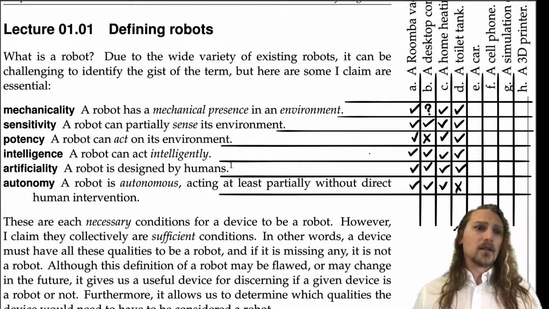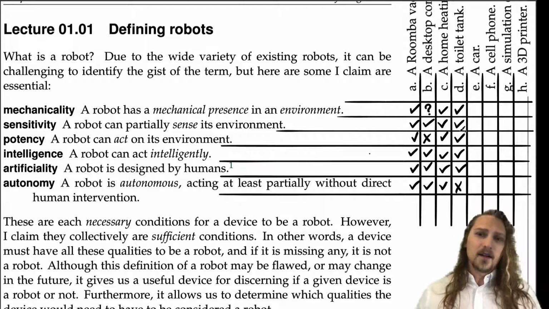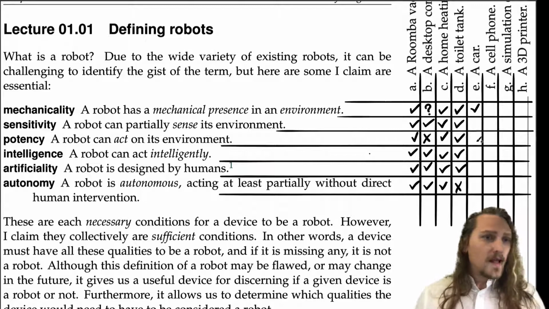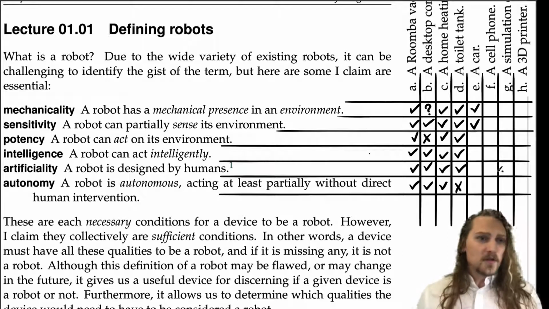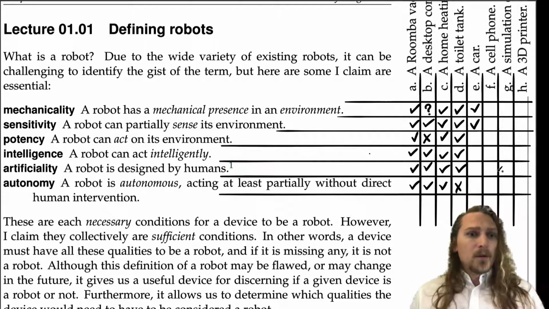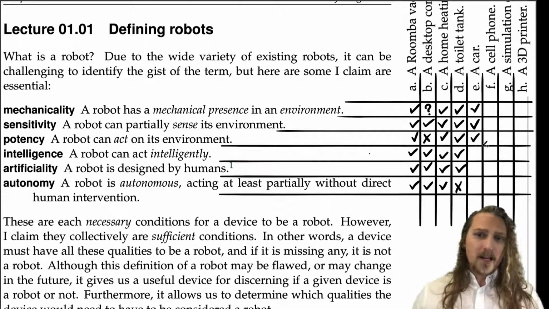Okay, a car. Consider a car. Mechanicality, certainly, it's one of the quintessential mechanical devices. Sensitivity, so a lot of modern cars have sensors on them to regulate itself and even in its environment. More so more recently, there will be collision detection and that type of thing. So sensitivity, at least it measures its own speed, that type of thing. Potency, it can act on its environment, sometimes violently so, in the case of a car. And intelligence, can it act intelligently? Well, this is really only true of a self-driving car, I would say.